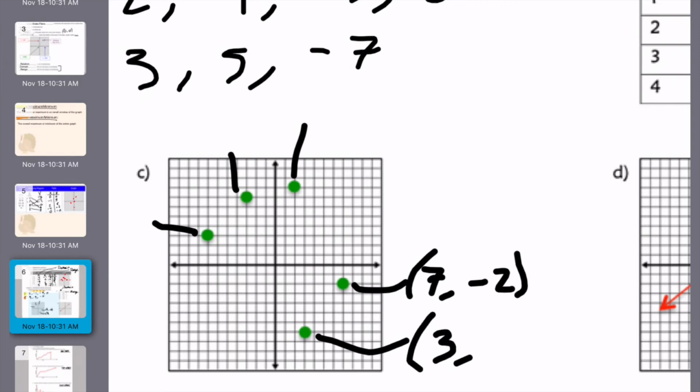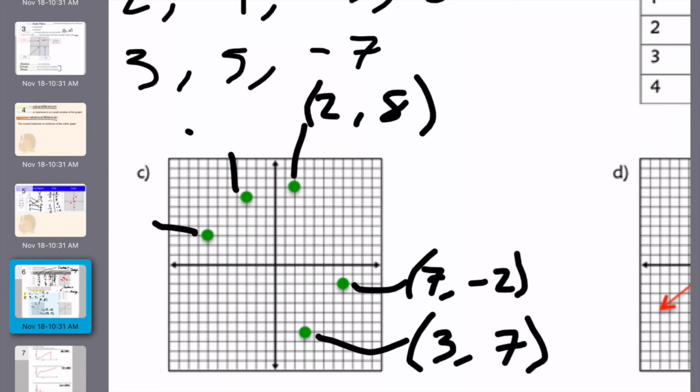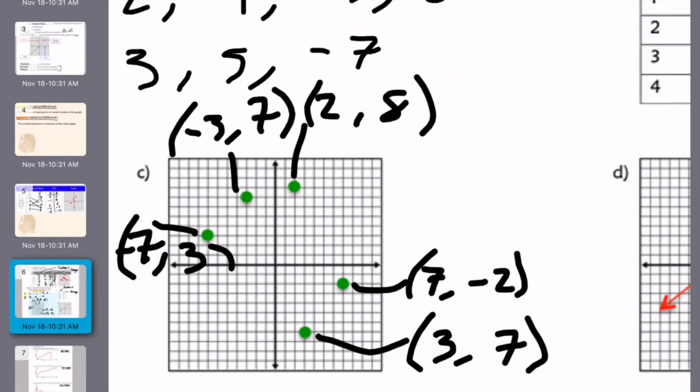1, 2, 3, 4, 5, 6, 7: 7 down. This is 2 to the right. Then up 1, 2, 3, 4, 5, 6, 7, 8. This is 1, 2, 3 to the left, so -3. 1, 2, 3, 4, 5, 6, 7: -3, 7. And then this point all the way on the left is 1, 2, 3, 4, 5, 6, 7 to the left, -7, and then up 3.